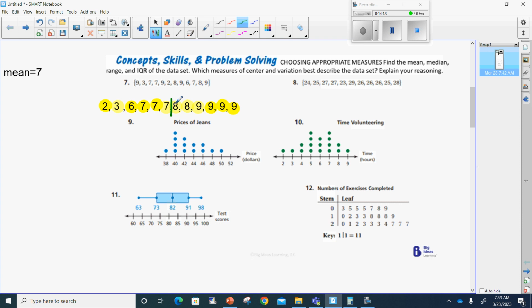So I have to find out what's the median. Well, I have to take the average of 7 and 8. I know that's going to be 7.5. I don't need a calculator for that. 7 plus 8 divided by 2 will give me 7.5.